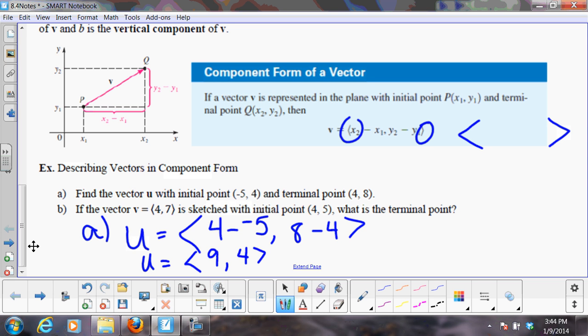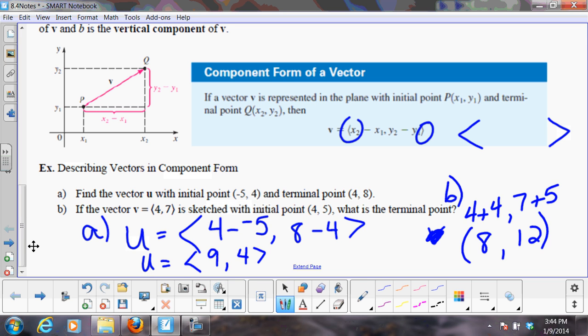Part B says if the vector is <4, 7> and is sketched with an initial point of 4, 5, what's the terminal point? So we're going backwards this time. So instead of subtracting, we should add them together. We wanted the terminal point, so it actually doesn't have a label. So for the x's, we're going to add the two x components, giving us 8. And for the y's, we're going to add the two y components, 7 plus 5, and that'll give us 12. So our terminal point is right there, (8, 12).